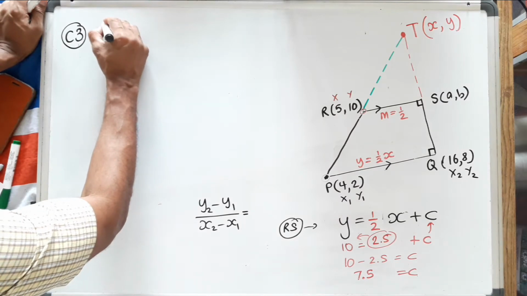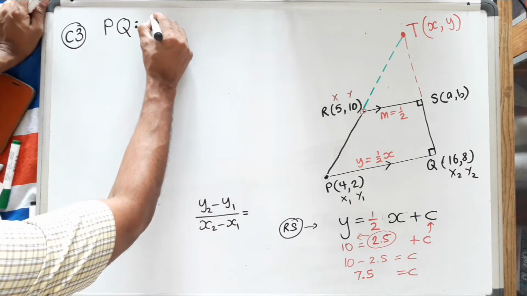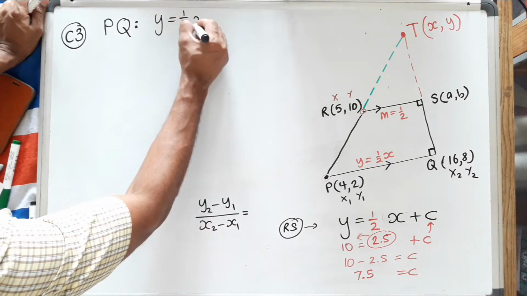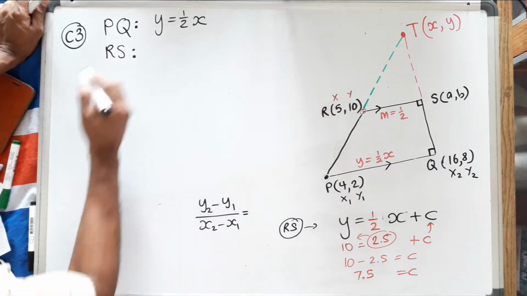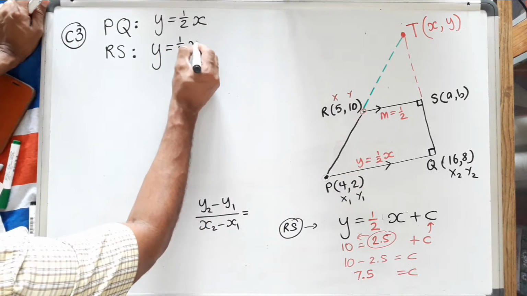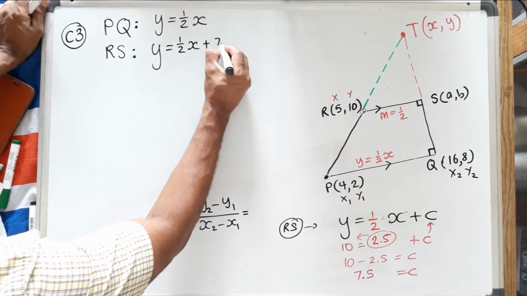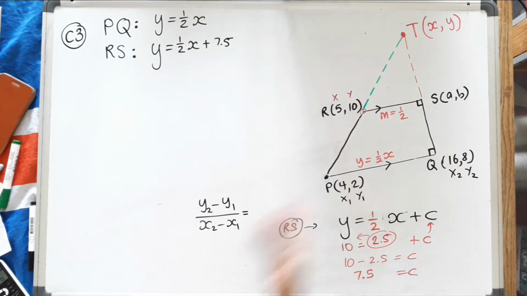The equation of PQ, which was this line here, is y is equal to a half x. The equation of RS, we just found it. It's y is equal to a half x, and its y-intercept was positive 7.5. I just don't want my diagram getting too crowded. It's a really small diagram, and I really can't fit all the information onto it. Okay, so let's try to find the equation of QS.